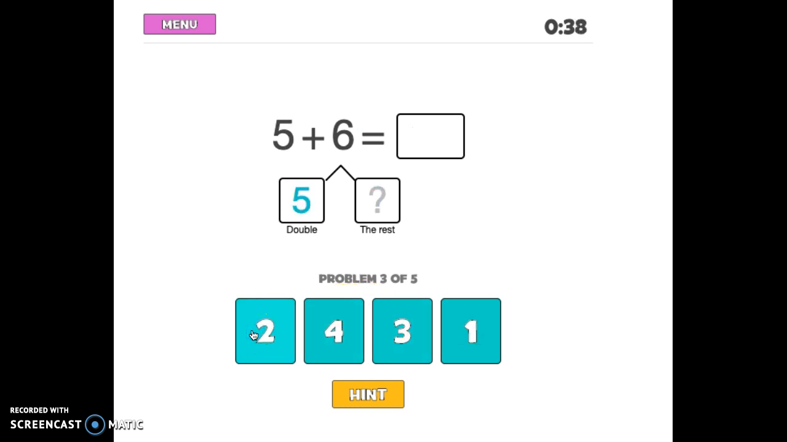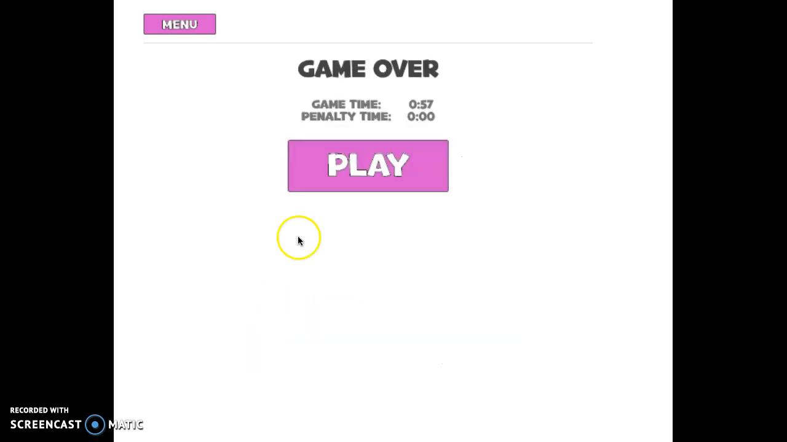5 plus 5 is going to be your double, plus 1 more, 10, plus 1 is 11. 4 plus 4 is 8, plus 1 more equals 9. 8 plus 8 is your double, plus 1 more equals 17.